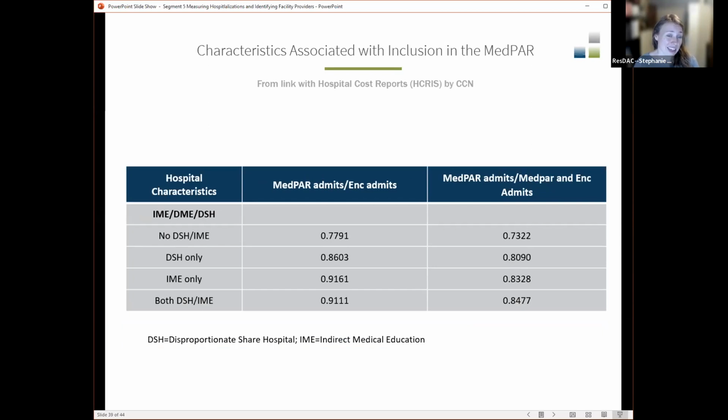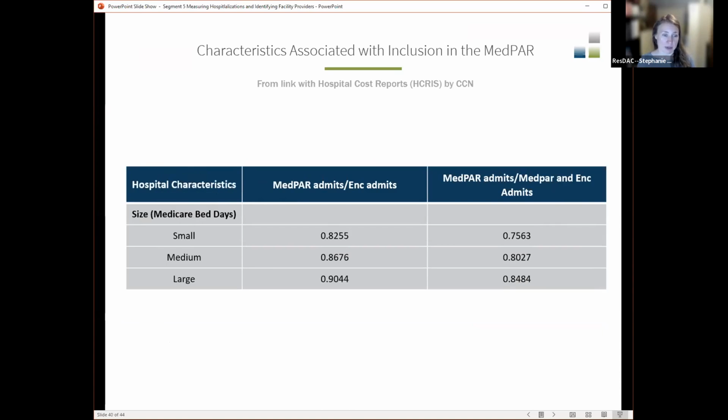We also looked at whether in the hospital cost reports there was a receipt of disproportionate share payments or indirect medical education payments. We do find that if they receive both, that's the highest likelihood that we're going to find something in the MedPAR, but it's not a slam dunk. There were some hospitals that received both types of payments where we did not observe the admission. We found it in the inpatient encounter, but we did not find it in the MedPAR. So that's one thing that we can't fully explain, but we do know that we don't necessarily see them in the MedPAR.